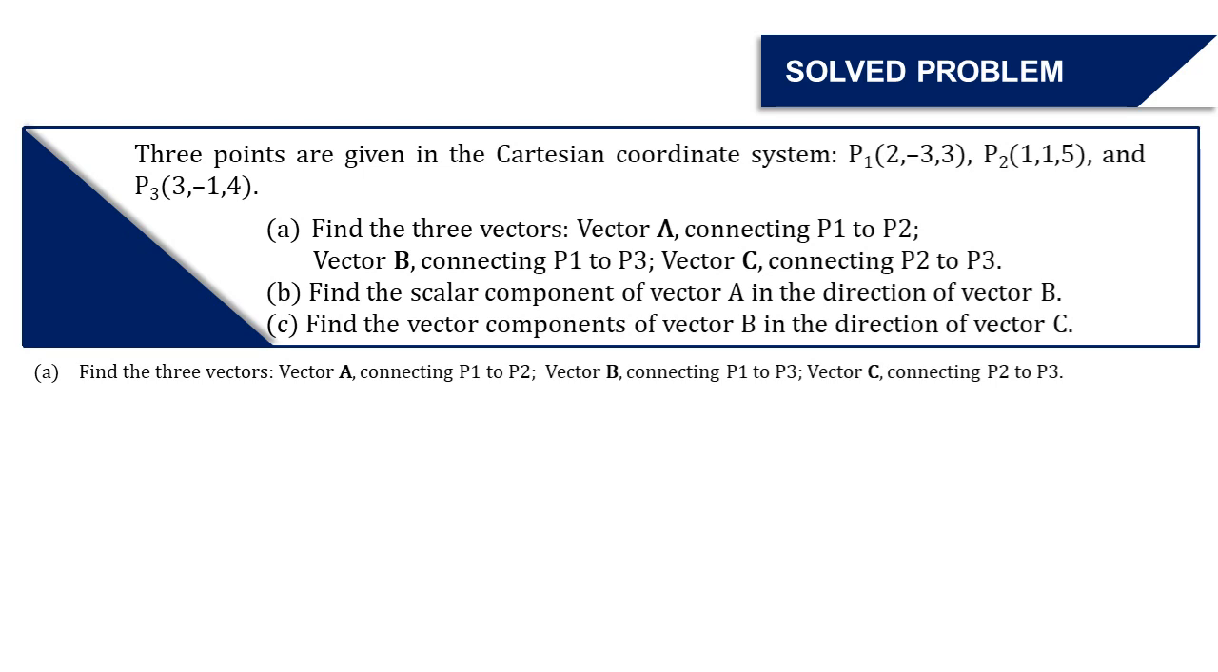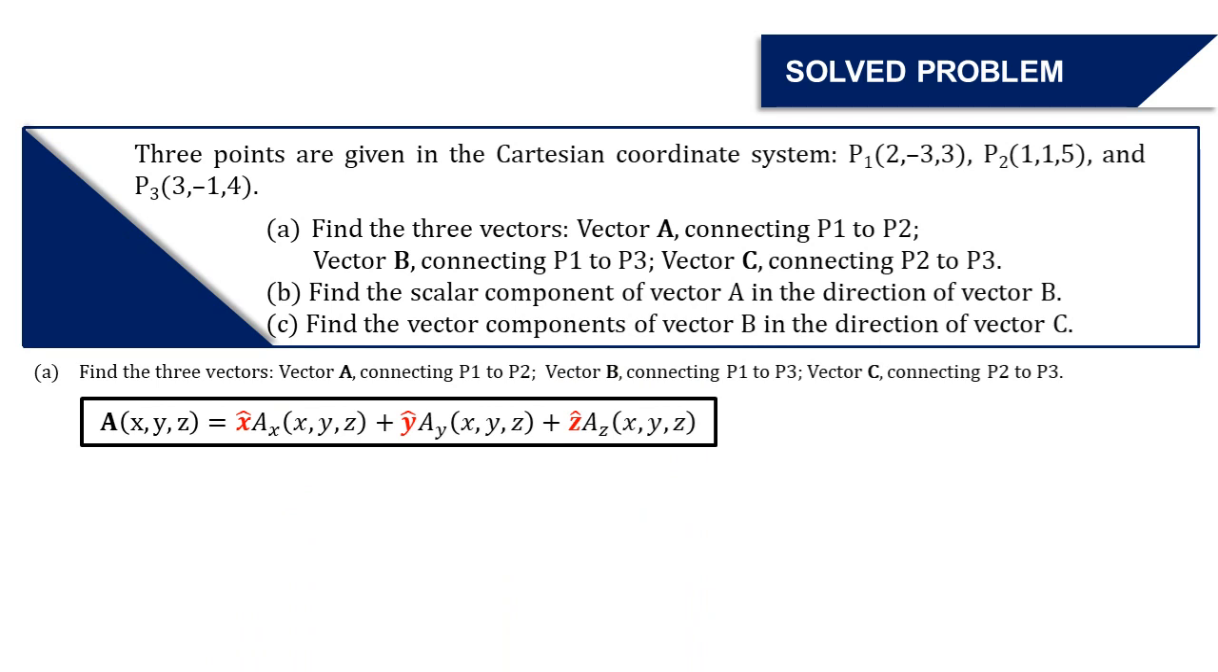So let's try to solve the first question. Find three vectors, starting with vector A connecting these points. Again, to mathematically represent a particular vector, let us project our general formula of a vector in the Cartesian plane: x, y, and z. This is in space, so it is 3D. That is our general equation.